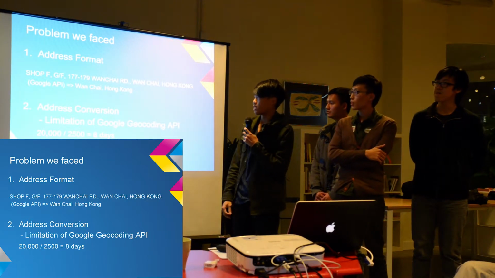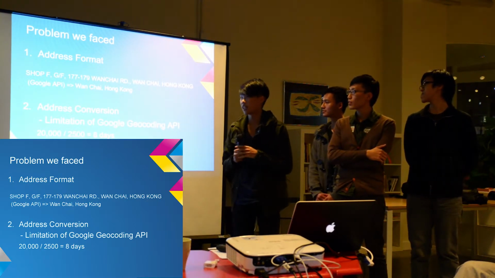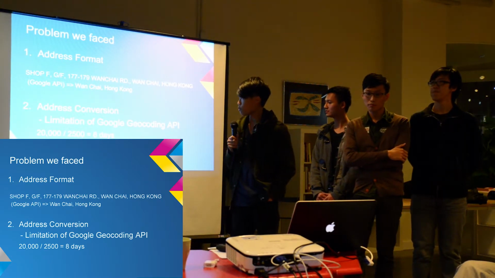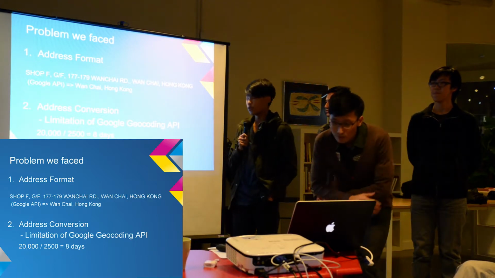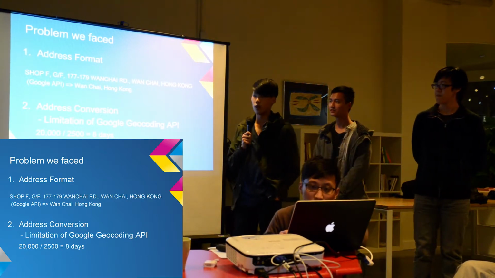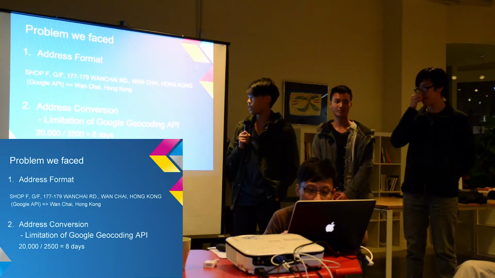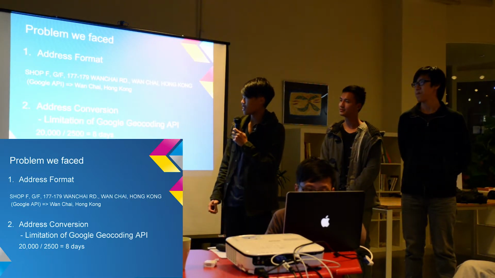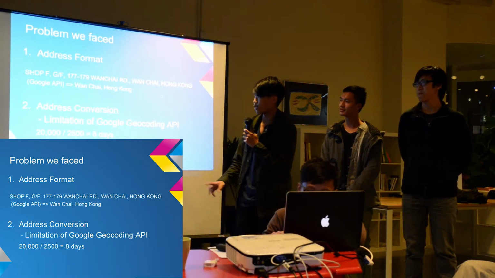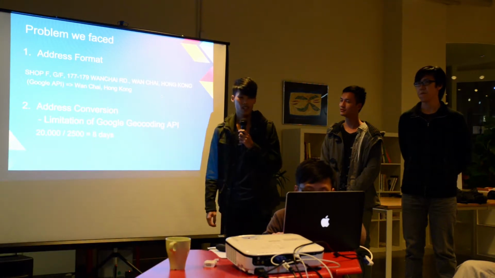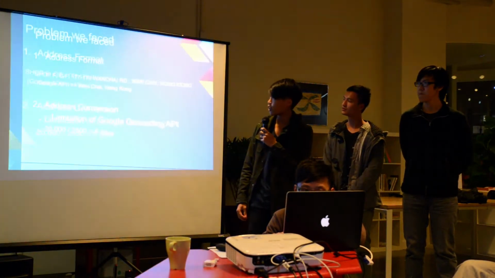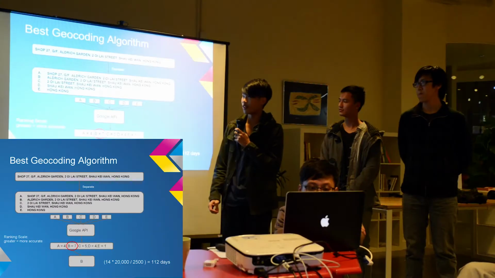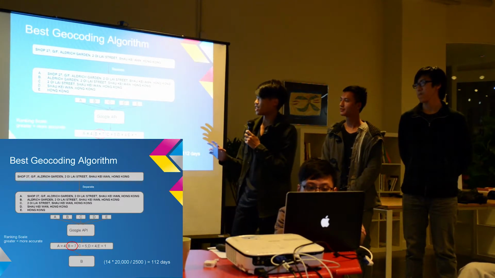The other problem is about the address conversion. There are some limitations in using the Google Geo API, because there are only 2,500 requests per day. So if we have 20,000 addresses, we have to process all the addresses in 8 days. To solve the problem, we have an algorithm to choose which address is the best.